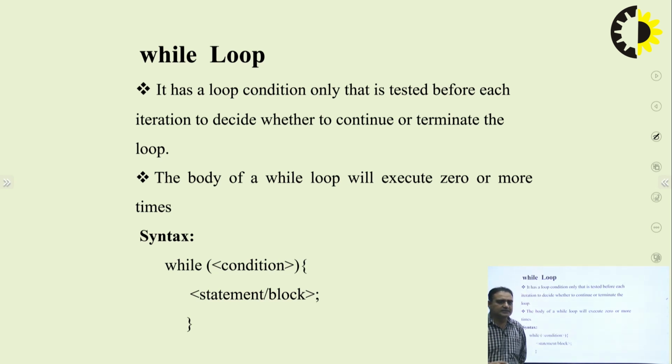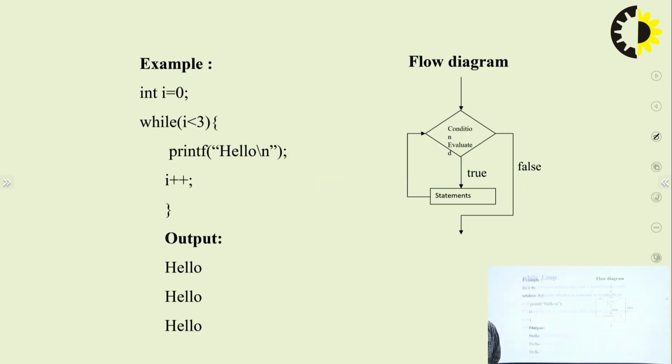Here is the syntax: while condition, statements. The body of the loop will be executed when the condition is true. If the condition is false, control skips the statement block and continues with the other statements of the program. You can better understand the while loop through this example.